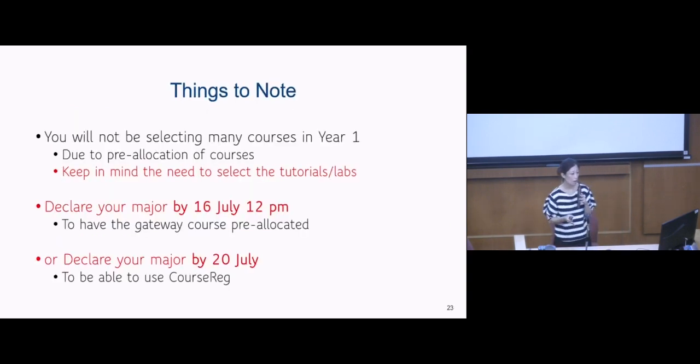As I mentioned earlier, you will not be selecting many courses in year 1, because many of them will be pre-allocated to you, but you need to select the tutorials or the labs, because many of the pre-allocated courses are large classes with many different tutorials or labs. So please remember, declare your major by 16 July, 12 noon, in order for your gateway course to be pre-allocated to you. If you miss that for whatever reason, you can still declare your major by 20th July, and then you select your gateway course on CourseReg.